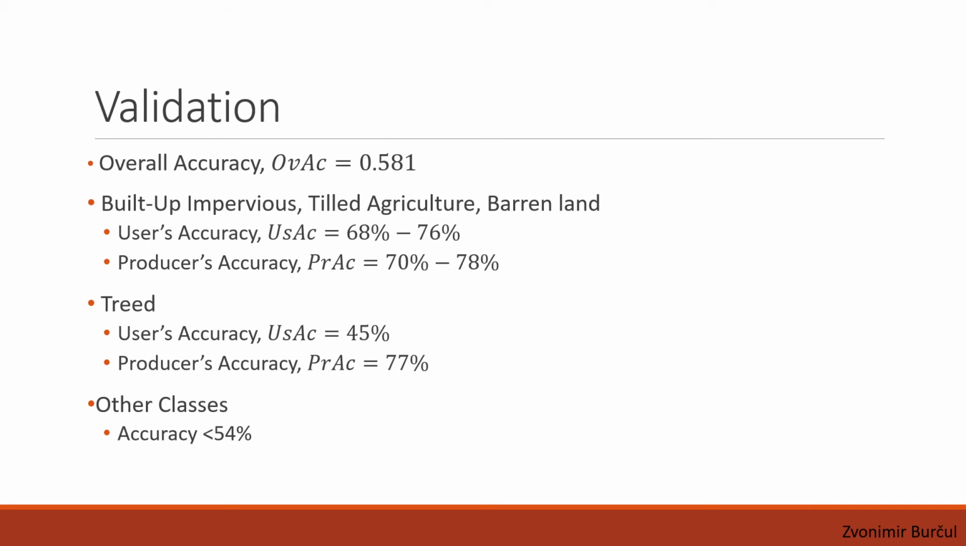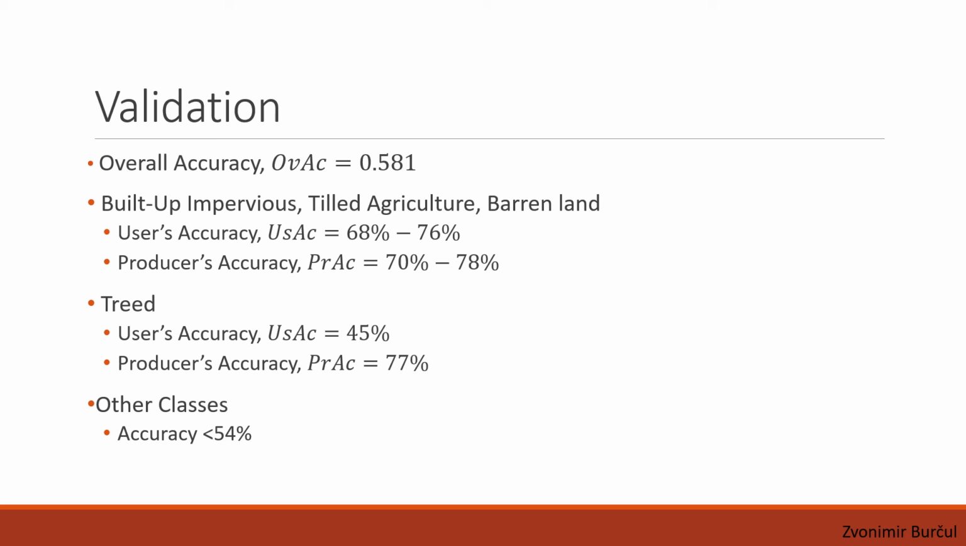The results of the 2015 land use cover validation against SOLRIS 3.0 data are as follows. The overall accuracy of the 2015 classification is 58%. Built-up impervious, tilled agriculture, and barren land had the highest accuracies among classes. Users' accuracies of these classes ranged from 68% to 76%, and producers' accuracies from 70 to 78%.